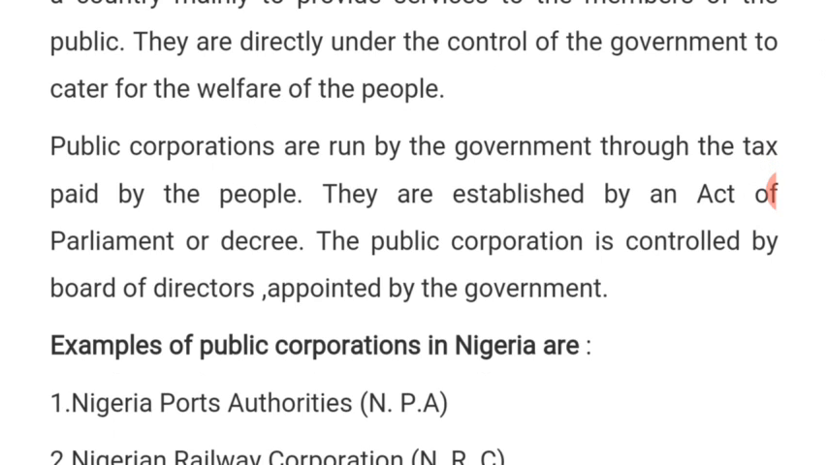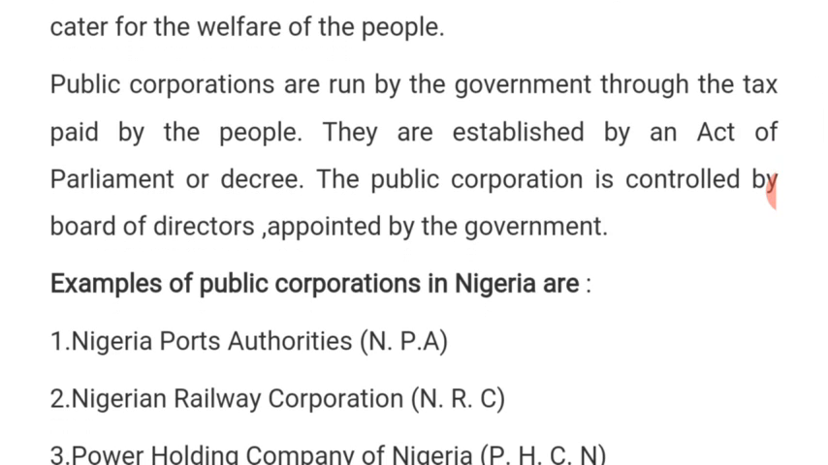They are established by an act of parliament or decree. An act of parliament is a particular section in the constitution of a country which is drafted by a civilian government. When laws are made under the civilian system of government, we refer to them as acts of parliament. But when the laws are made by military governments, we refer to them as decree. So if a public corporation is established in the time of a civilian system of government, we refer to the law that establishes it as what? Act of parliament. But when it is established in the time of a military system of government, we refer to the law that establishes it as decree.